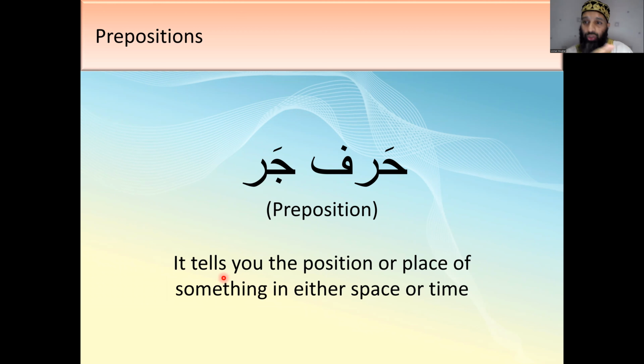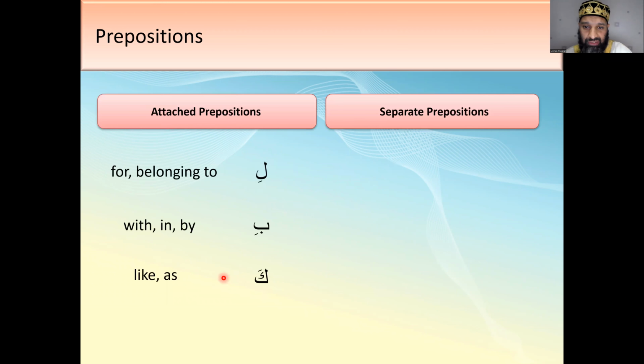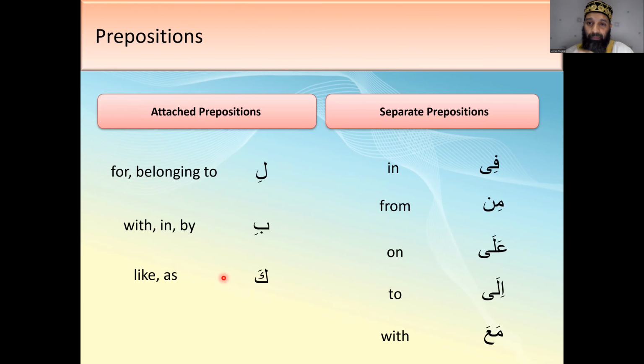If you don't understand that, don't worry. All it means is these words here are prepositions. In Arabic, they're called harf jar. It's just a group of words. Harf jar, right? Can you see here? Fi is one of those harf jar words, prepositions. Min, ala, ila, ma'a.